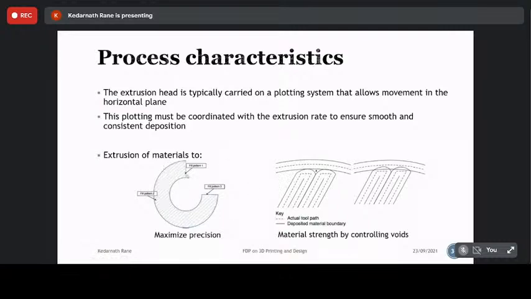It again comes to the deposition as well as the material side of the process. So you should have a very accurate positioning system for the movement of the nozzle or bed, and there should be some overlap between the infill and the periphery of the material, because it is important for strength. So these are typical characteristics that we need to consider while designing an extrusion-based system.